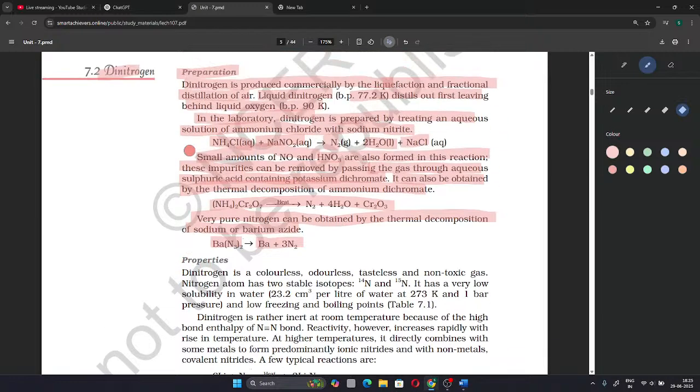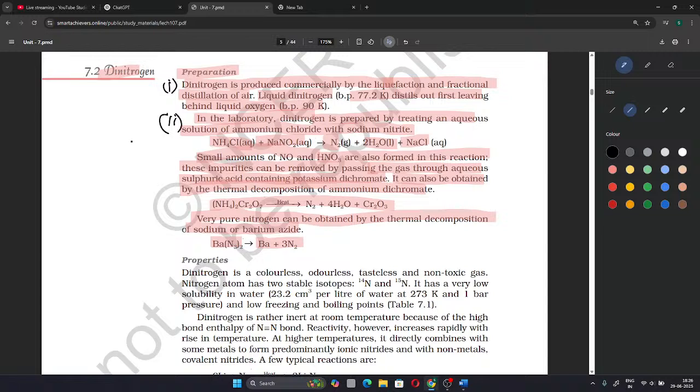These are the preparation methods for dinitrogen. The first method is the industrial method, where they liquefy the air. After liquefaction they do fractional distillation, and because nitrogen has a lower boiling point, it is taken out first, which leaves liquid oxygen. The industrial case is large scale.